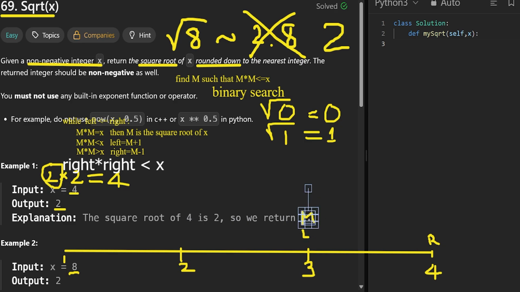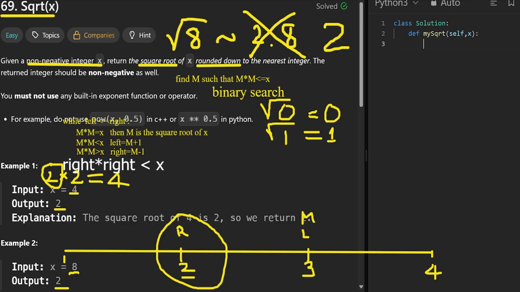Middle is now 3. 3 times 3 is greater than 8. So the square root must be smaller than 3. So set the right boundary to 2. The right boundary is now smaller than the left boundary. Just a second ago, we already knew that the left was not a good choice, but the right is, because the right times right is still less than 8. So return the right boundary. Are you still with me so far? Alright, let's continue. Turn that into Python code.